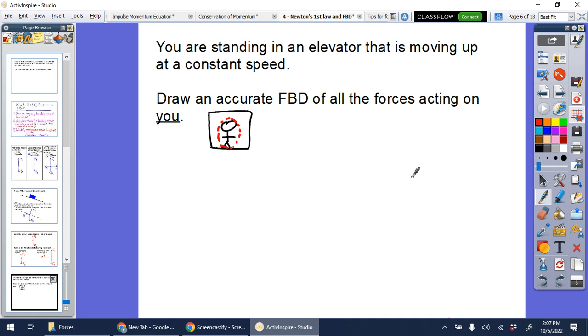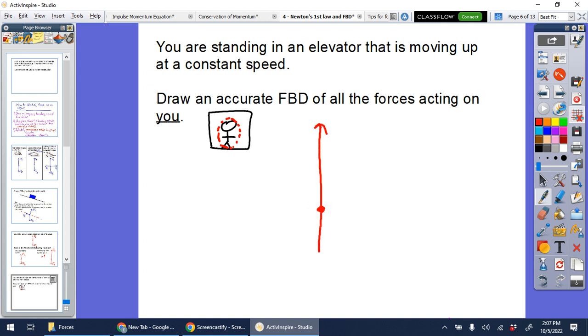Anything else touching you? Anything? Nope, then you're done. How many arrows then in total? Okay, and then if you want to make it accurate, what has to be true about those two forces? Yeah, Drew. Okay, you say that normal force has to be a longer line than gravity.